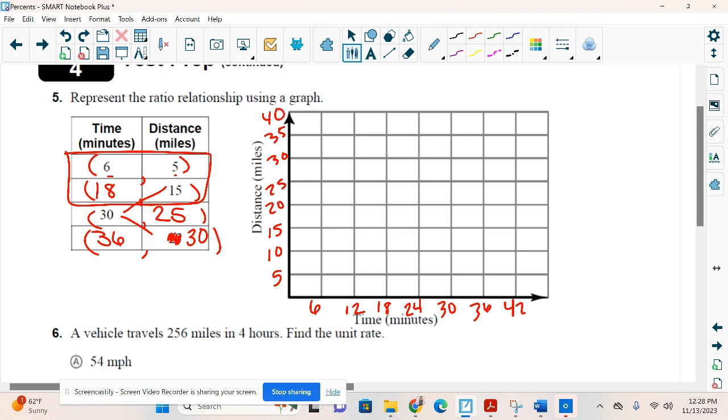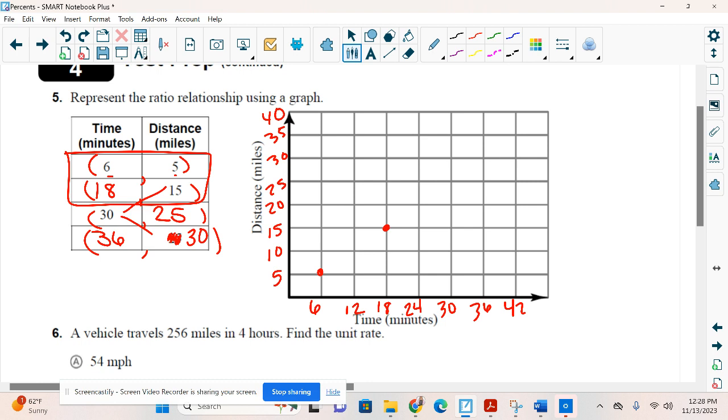And now you're going to graph it. So I'm coming down here to my time. At 6 minutes, how far can I go? 5. According to my chart, at 6 minutes I go 5. At 12 minutes, well, it's 12 minutes in my table. Under time, it's 12 minutes in my table. No. So I'm going to skip 12. It's 18. How far do I go in 18 minutes? So I'm going to go up to 15.